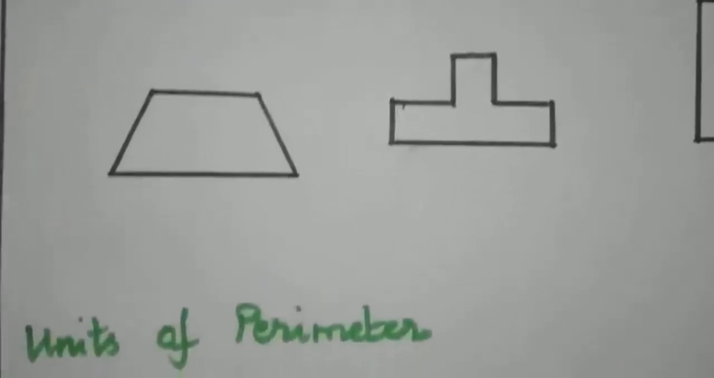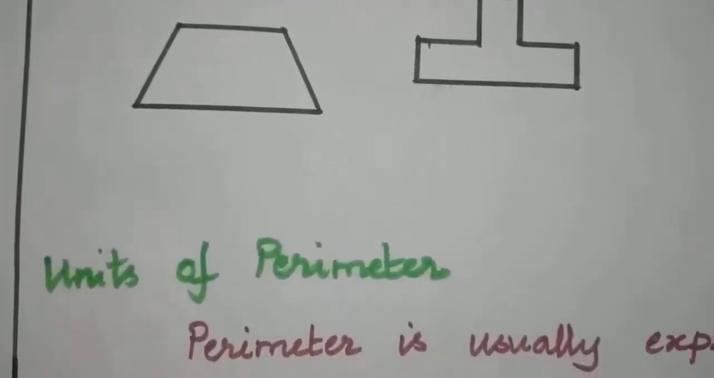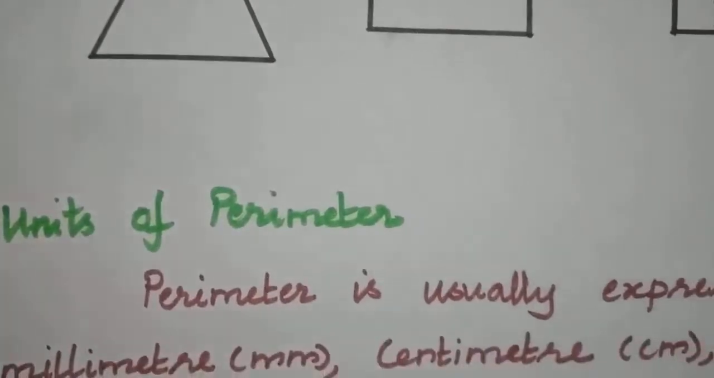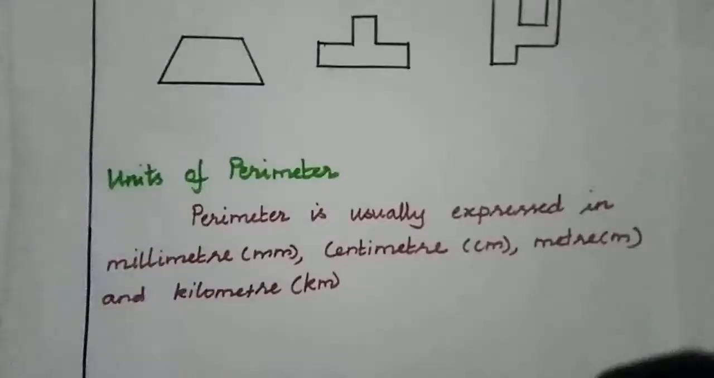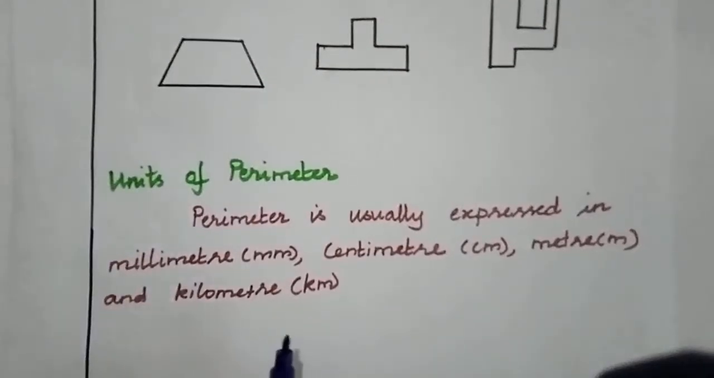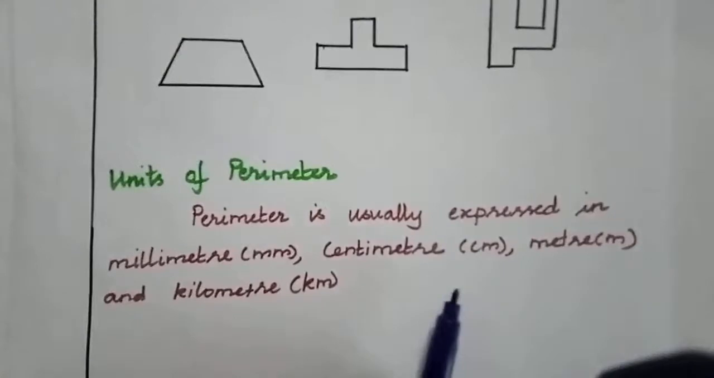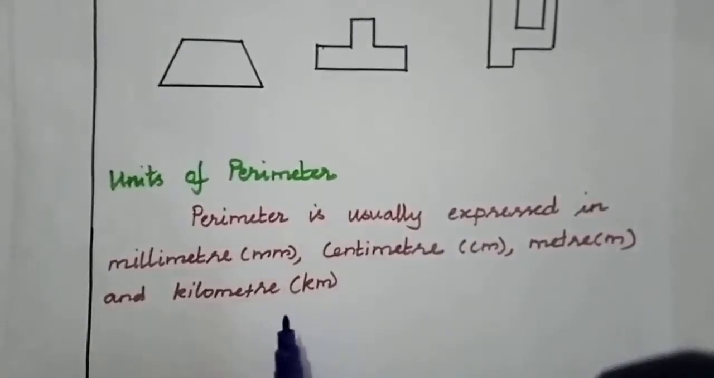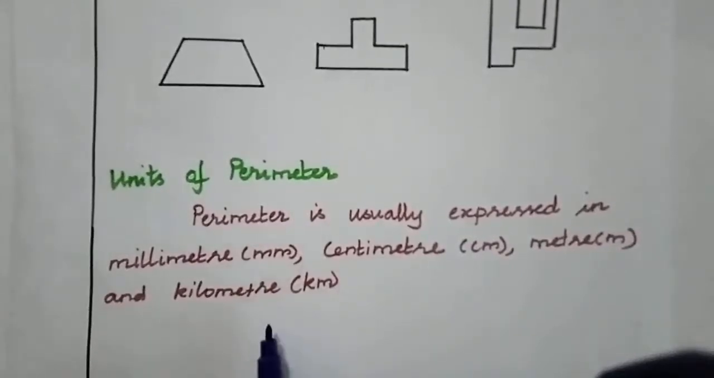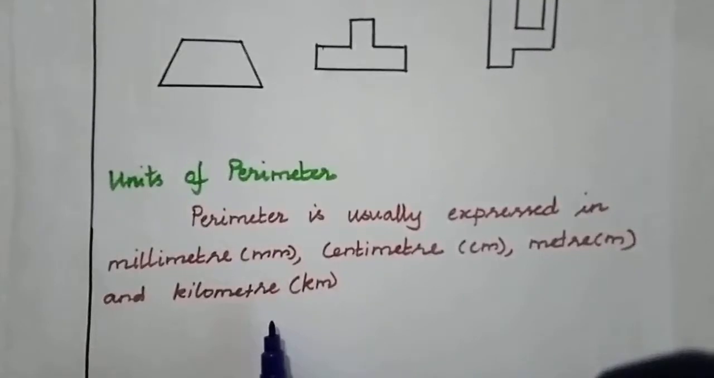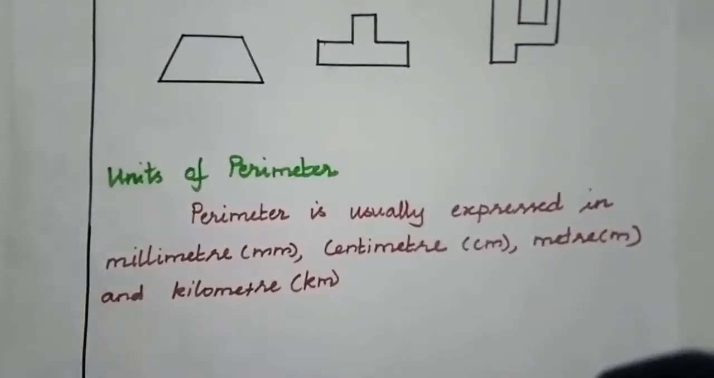Next, units of perimeter. Since perimeter is a measure of length, it is measured in units of length. Perimeter is usually expressed in millimeter, centimeter, meter and kilometer. Millimeter, centimeter and meter are used to measure smaller lengths, and kilometer is used to measure greater lengths or distances.